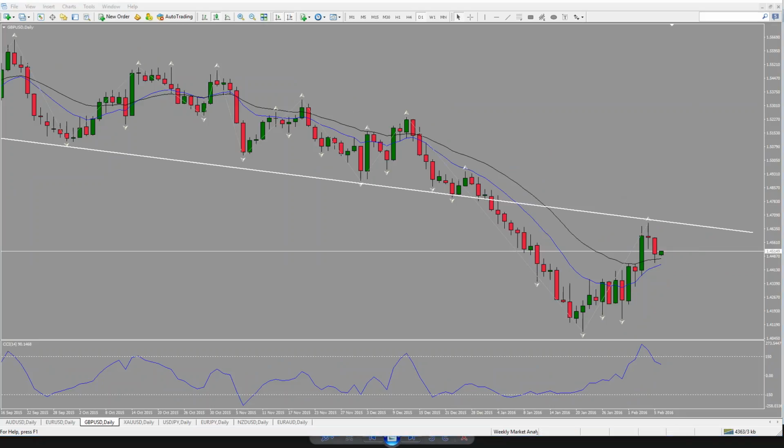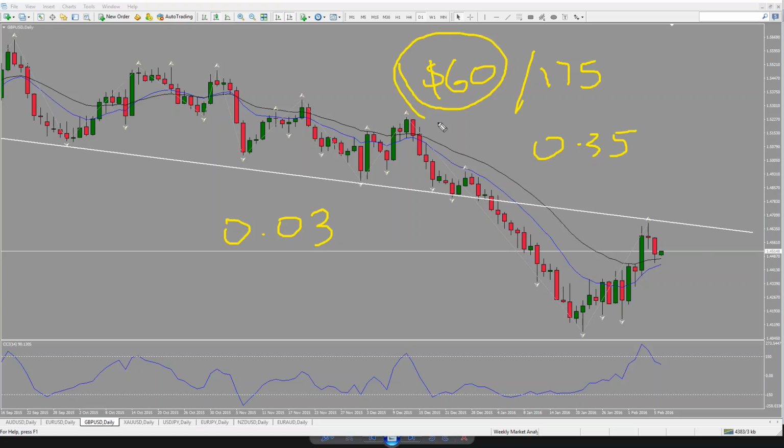Okay, I'm going to take a $60 risk over 175 pips, which basically means I've got to trade at about 35 cents a pip. That's US dollars, so I'm going to take a trade. I'll take it at 0.03. I'll be slightly over this number. Okay, so here we go.